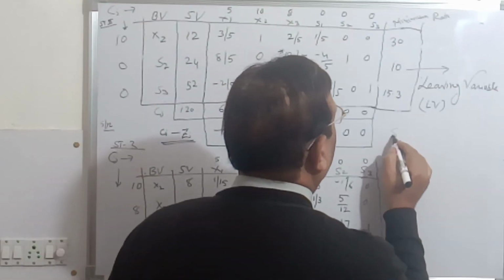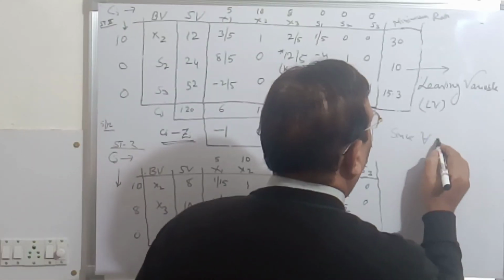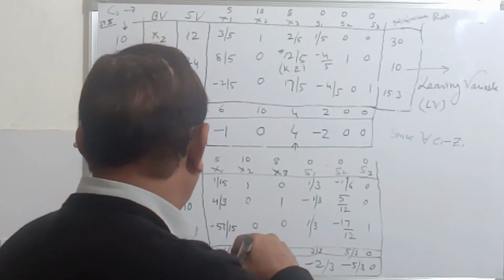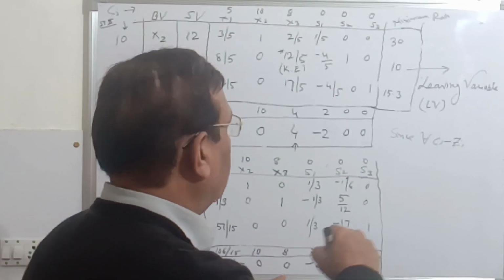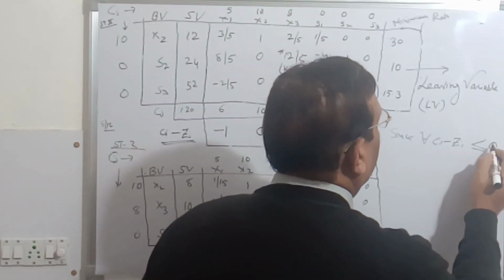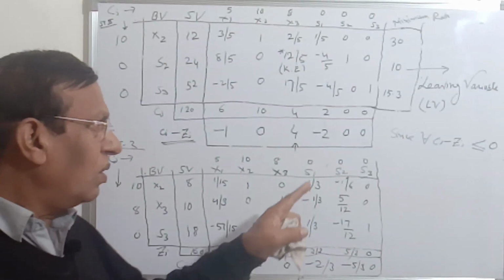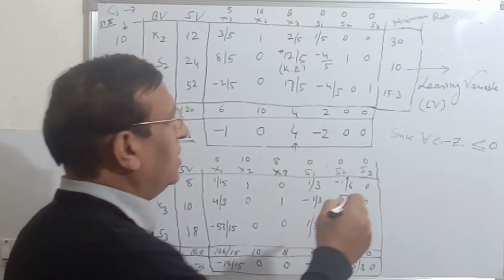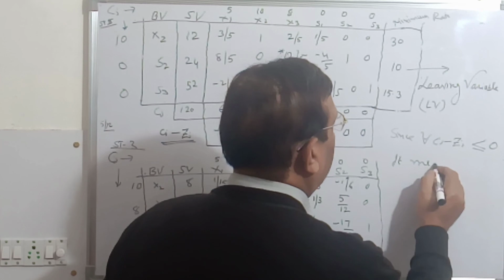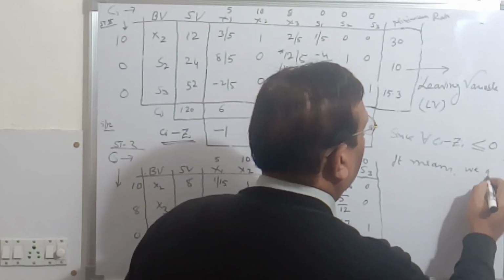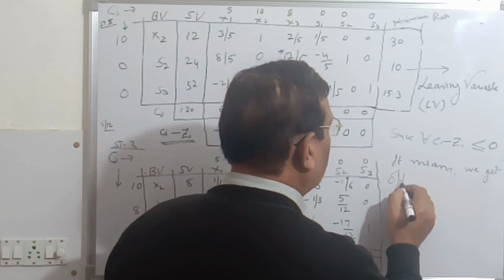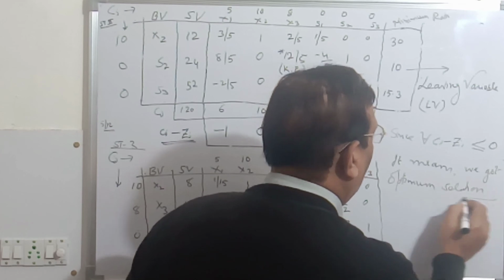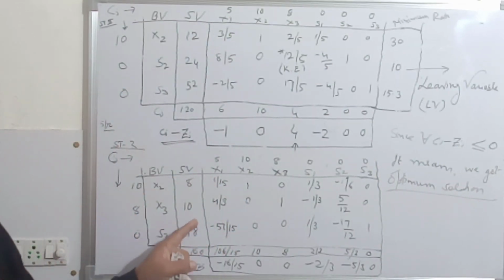Since all these Cj minus Zj in the last row are less than or equal to 0, meaning either they are 0 or less than 0, negative, there is no positive value. So it means we got the optimum solution. Then how to write down the solution from the last table?